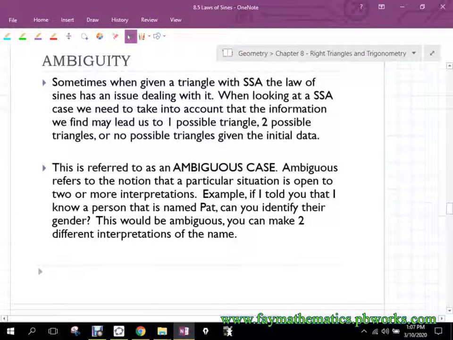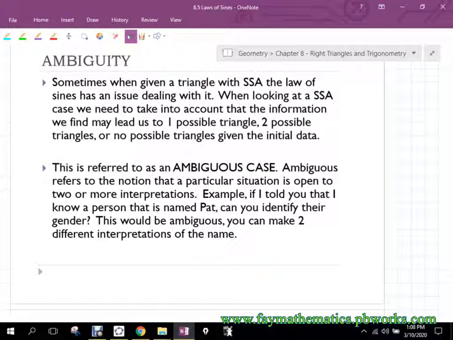Ambiguity. What does ambiguity mean? What does ambiguous mean? What's vague mean? Not clear. Okay? So ambiguity is kind of like a synonym. Ambiguity or ambiguous means left open to interpretation.